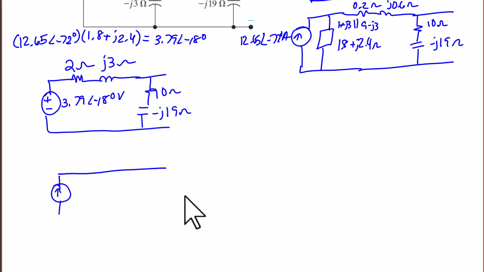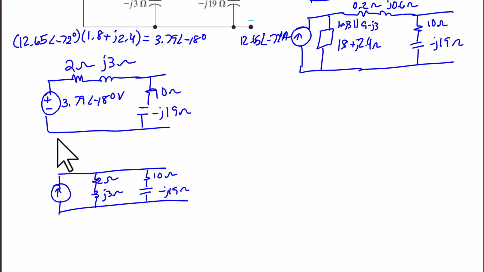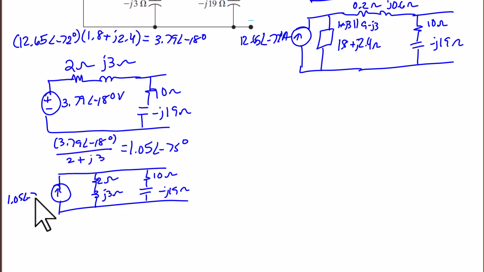Now we're going to do another source transformation to change back to a current source in parallel with two impedances. So the first impedance will be 2 plus J3 ohms, and the second one will be 10 minus J19 ohms, and the value of the current source is 3.79 with an angle of negative 18 degrees divided by 2 plus J3. So the value of the current source is 1.05 with an angle of negative 75 degrees.